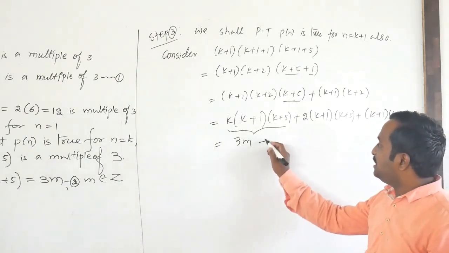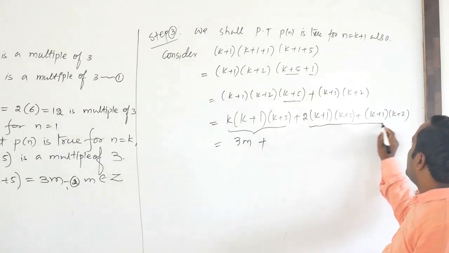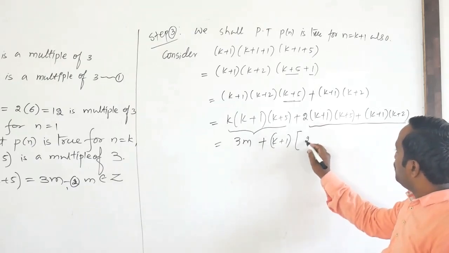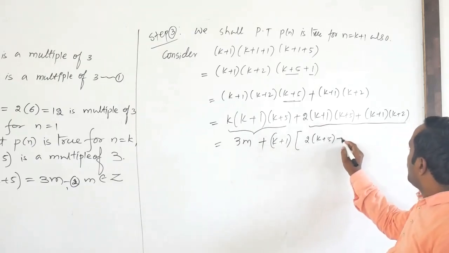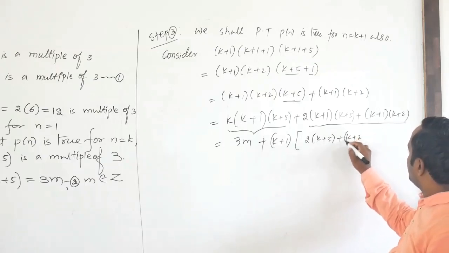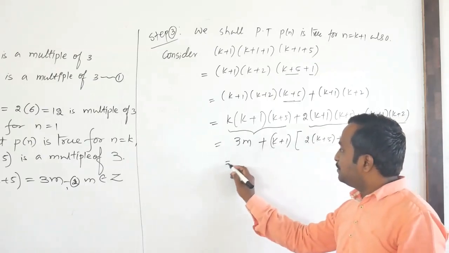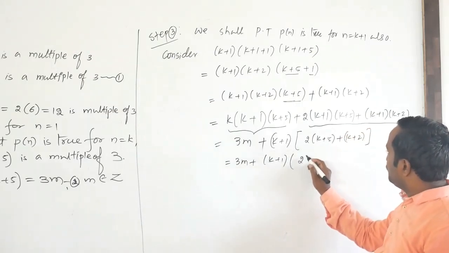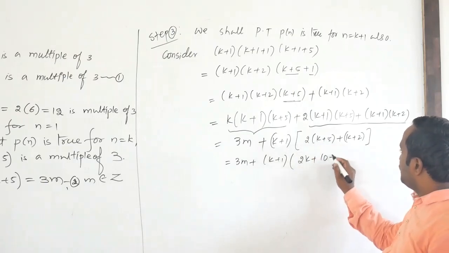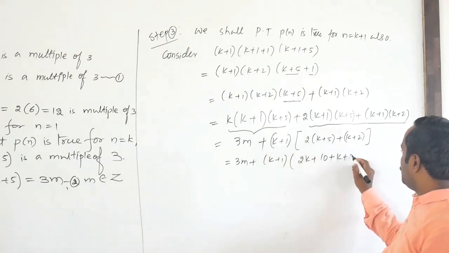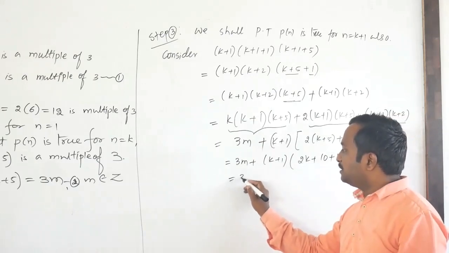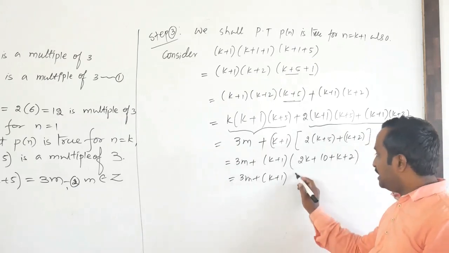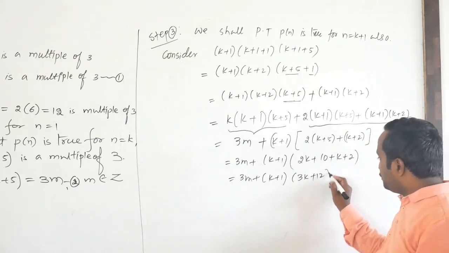Plus it is nothing but 3m plus. So what is common in these two? K plus 1 is common. So 2 left, k plus 5 left, plus here k plus 2 left. K plus 1 common. So 3m plus k plus 1 into, so 2k plus 2 fives are 10 plus k plus 2. So total, see, 3m plus k plus 1 into bracket 2k plus k is 3k, plus 10 plus 2 is 12. Again what happened?